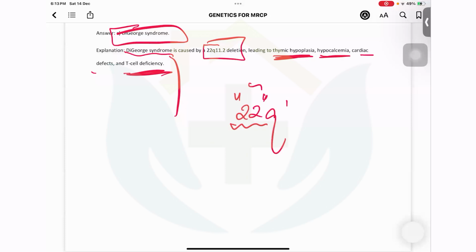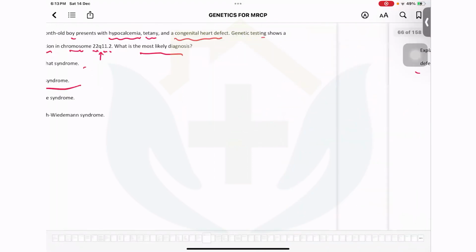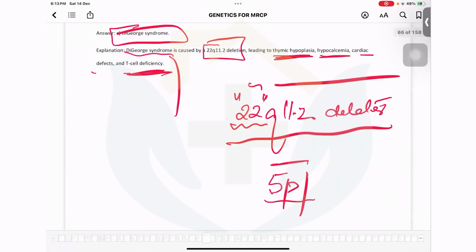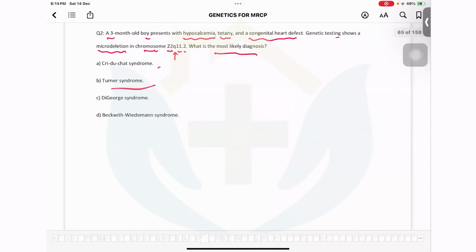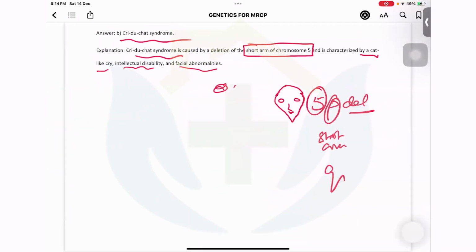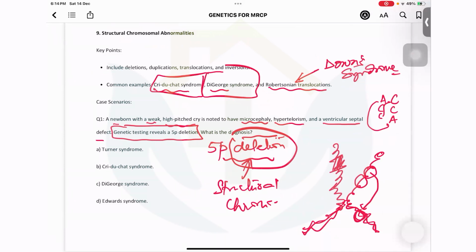And in that long arm, 11 segment, second base is deleted. So this is a microdeletion. As far as Cri-du-chat is concerned, it is basically a large deletion on the short arm of chromosome number 5. So that is Cri-du-chat. DiGeorge is 22q11.2 deletion. Is that clear? Although this is cramming, you need to remember this. Very important. Besides Robertsonian translocations, these two are usually what will be asked in the exam: Cri-du-chat and DiGeorge syndrome.